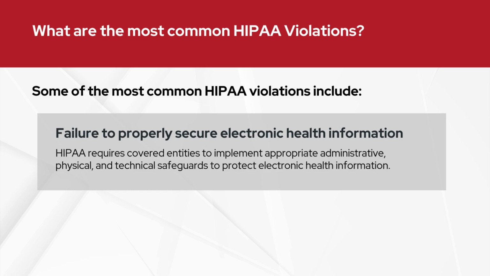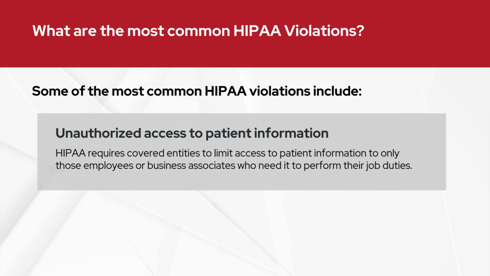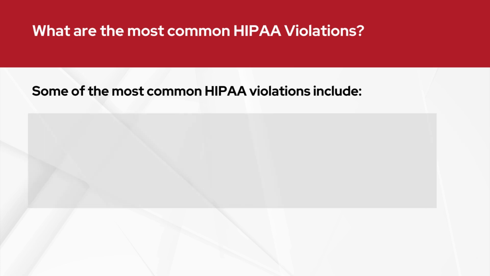Failure to properly secure electronic health information. HIPAA requires covered entities to implement appropriate administrative, physical, and technical safeguards to protect electronic health information. Unauthorized access to patient information. HIPAA requires covered entities to limit access to patient information to only those employees or business associates who need it to perform their job duties.